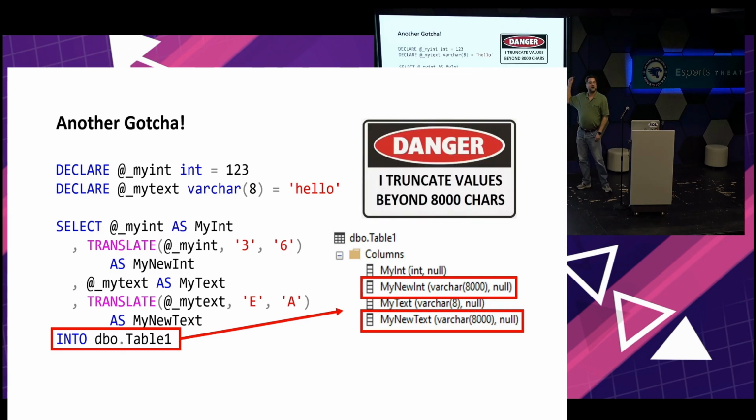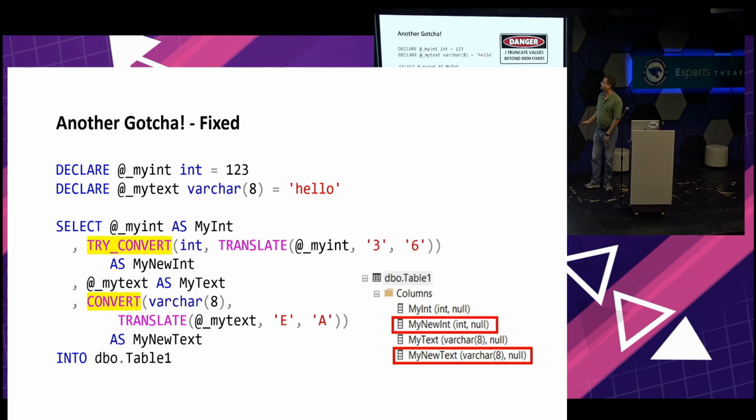So also, I truncate beyond 8,000 characters. So anything like XML, you might want to steer clear of this thing. So what you can do is use the convert functions to convert them back, or try convert. Try convert is a version that will convert, and if it doesn't work, it will just pump out null. Whereas convert, if it doesn't work, the whole thing will just error out, give you no data set at all.